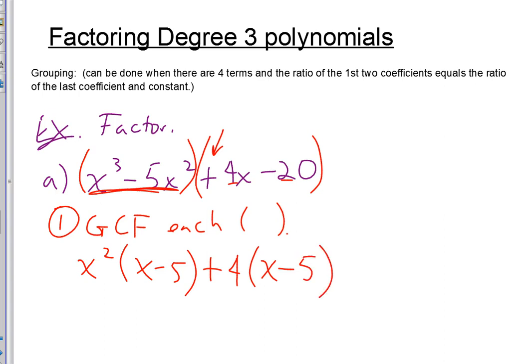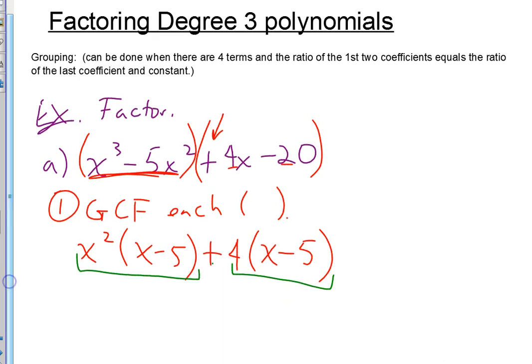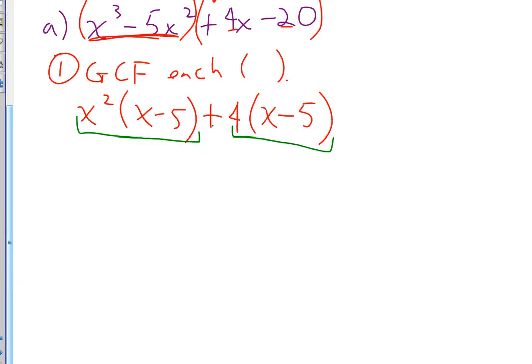So I take the GCF out of each parentheses. And now notice, by doing this, I've created 2 terms. Remember, terms are things separated by adding and subtracting. Here's the first term, plus, here's my second term. If you notice, both of these terms have this identical parentheses in common, this x minus 5, right?